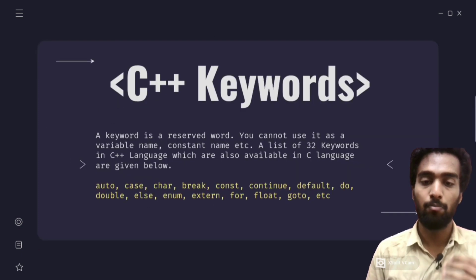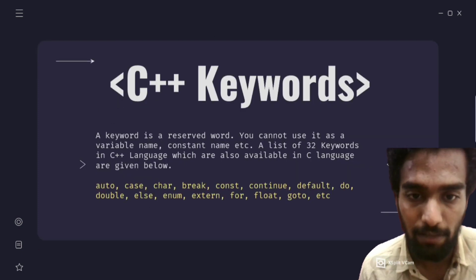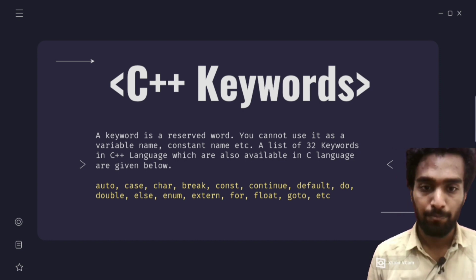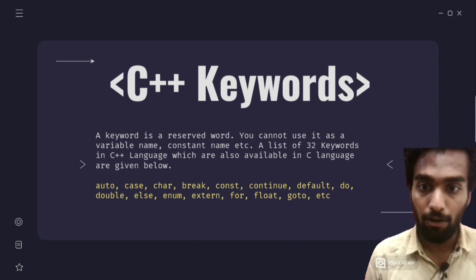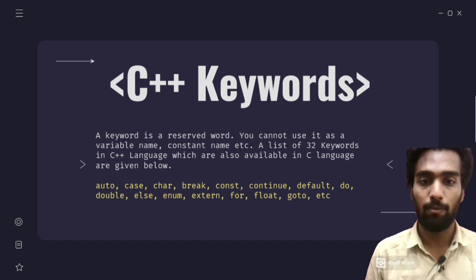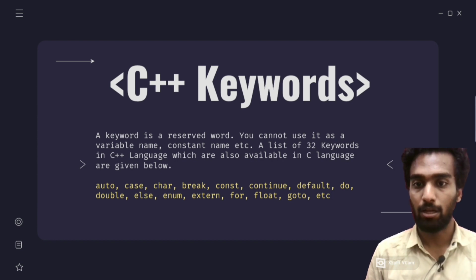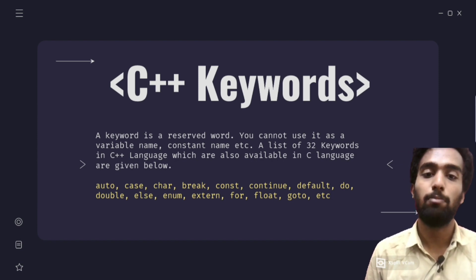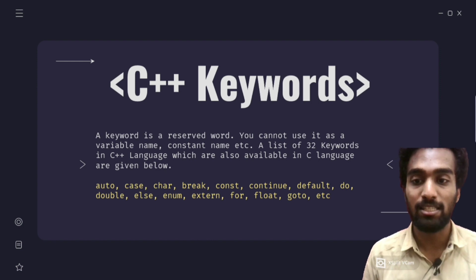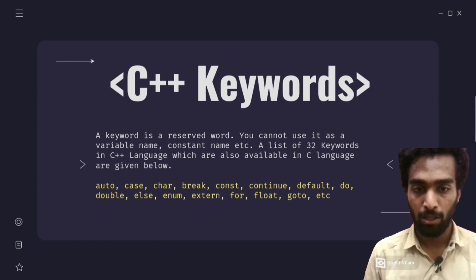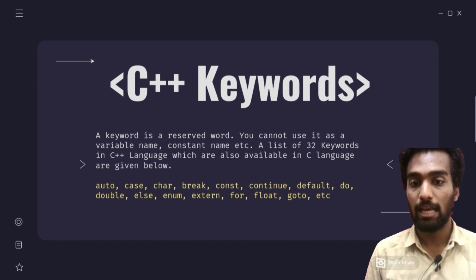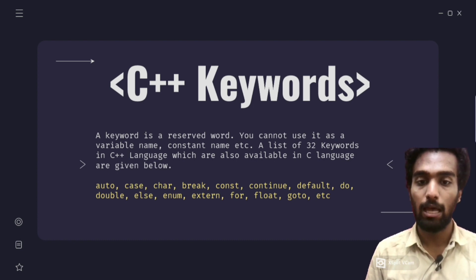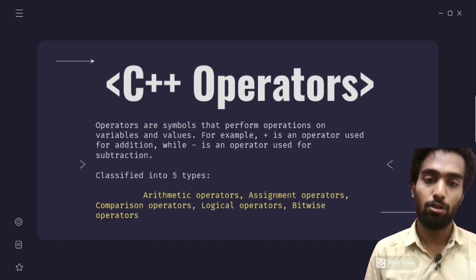Now C++ keywords, as we have already seen. A keyword is a reserved word. You cannot use it as a variable name, constant name, etc. A list of 32 keywords in the C++ language which are available in C language are given below: auto, case, char, break, const, continue, default, do, double, else, enum. Loads of keywords are there.